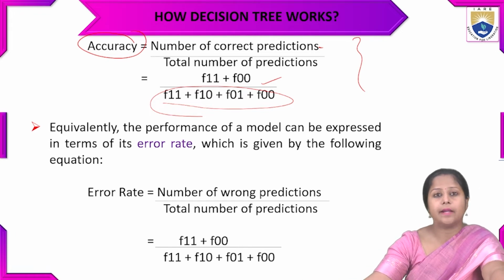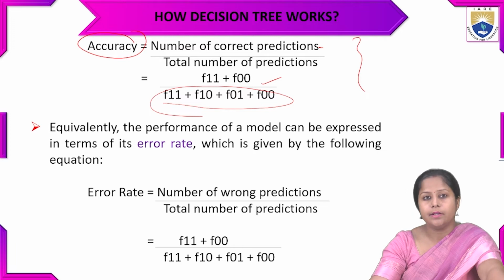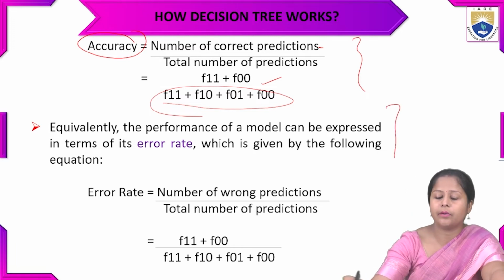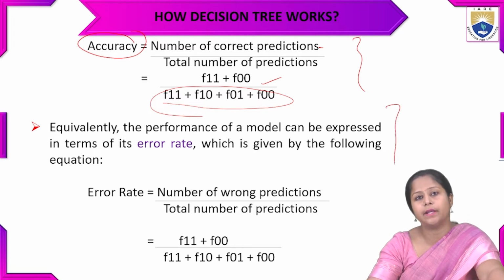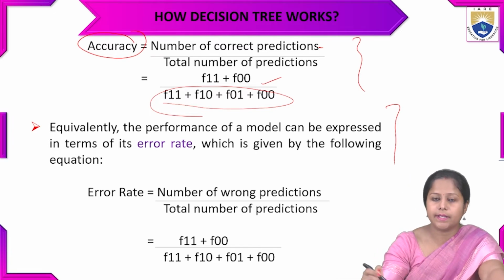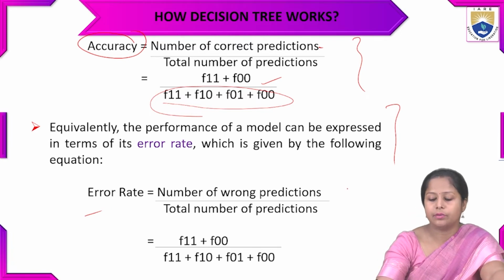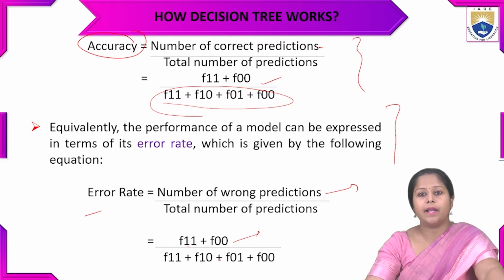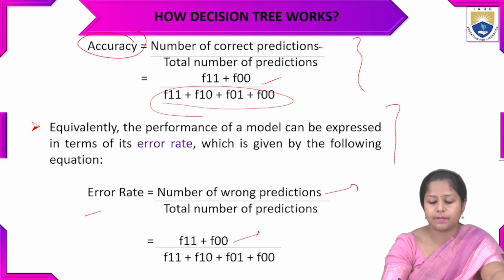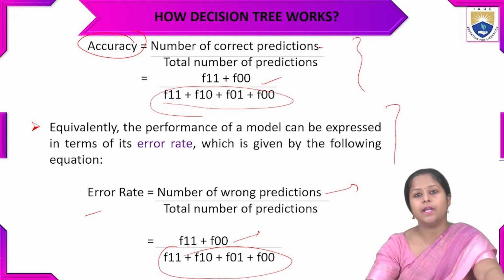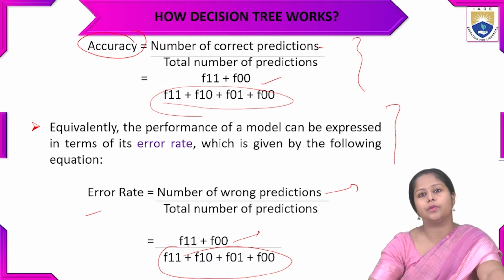There is also the error rate. Equivalently, the performance of a model can be expressed by the error rate, which is given by the following equation: the error rate is equal to the number of wrong predictions, that is F01 plus F10, divided by the total number of predictions. So like this we calculate the error rate and accuracy.